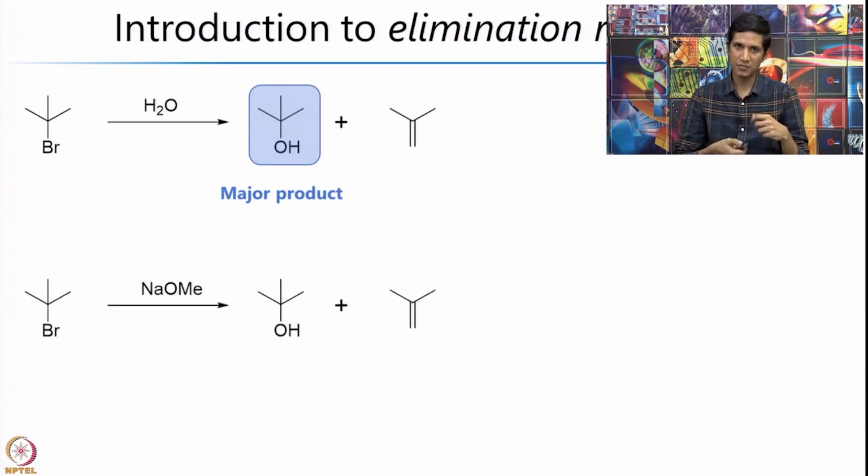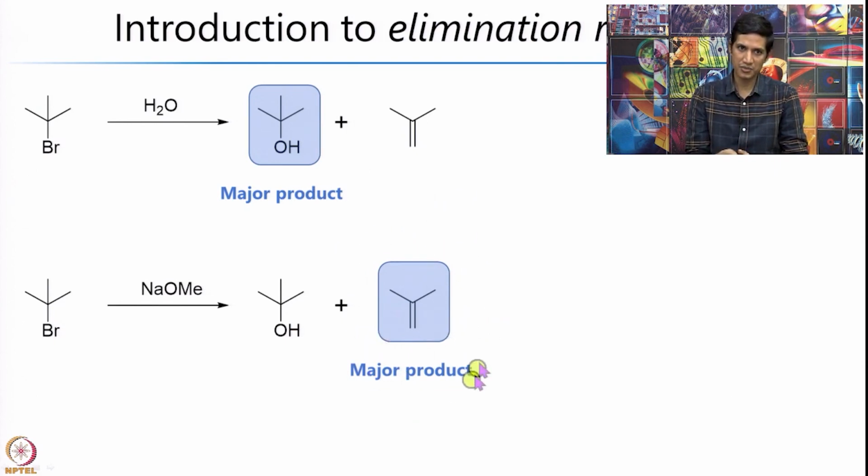However, if you do the same reaction under slightly different conditions, that is, instead of using water you use sodium methoxide, again there are two possibilities, the tertiary butanol and the alkene. But in this case what one observes is that the alkene is the major product, and this is what people call the elimination product, and the alcohol is the substitution product. I hope you see the subtle difference in going from a substitution reaction to an elimination reaction. They look similar, but there is a subtle difference between them. We shall look at why this happens in a bit more detail.